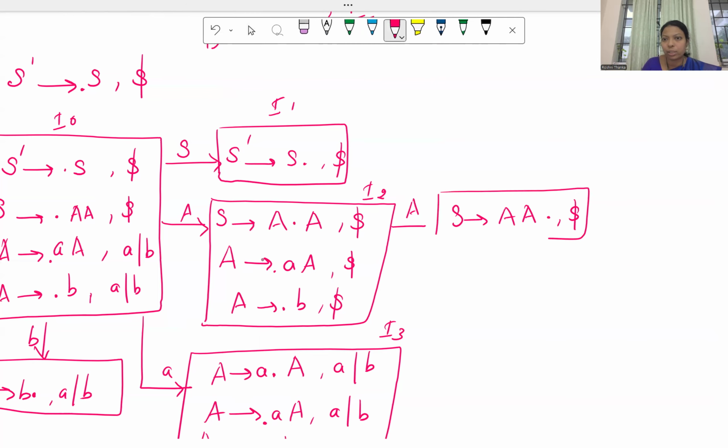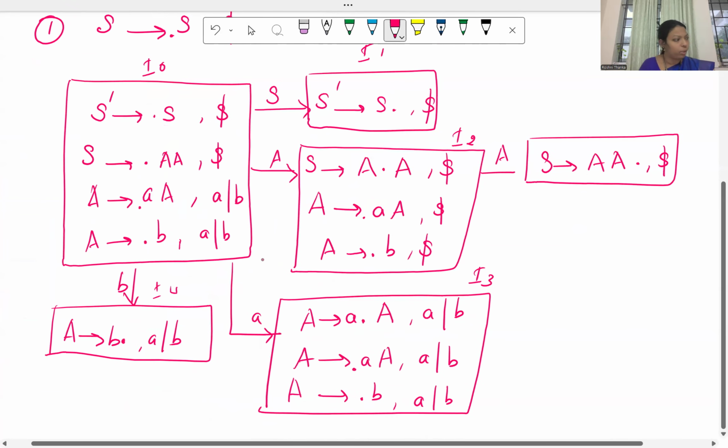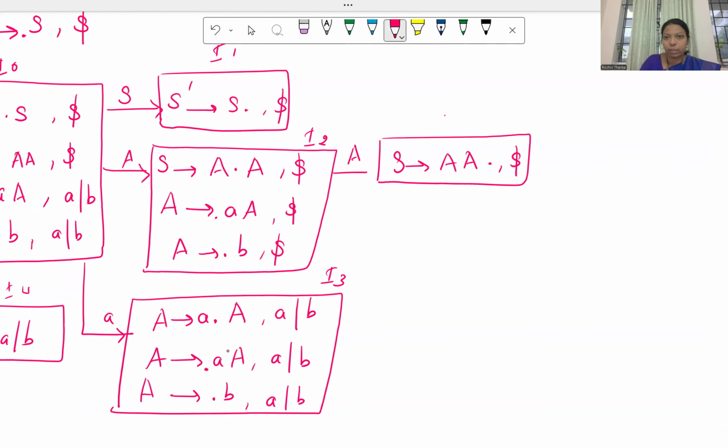So we will finish this item. We will number this item. This is I4, and now this is I5. Okay, so this is over.